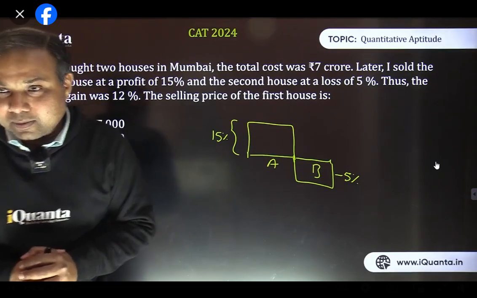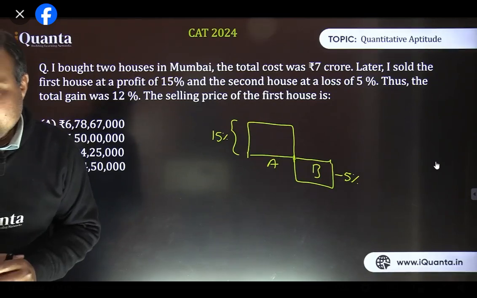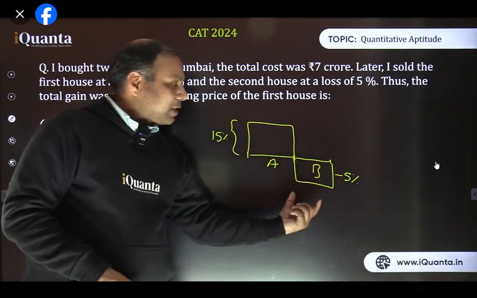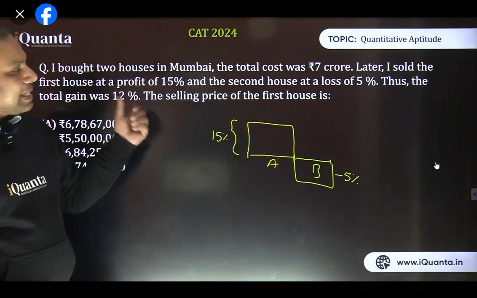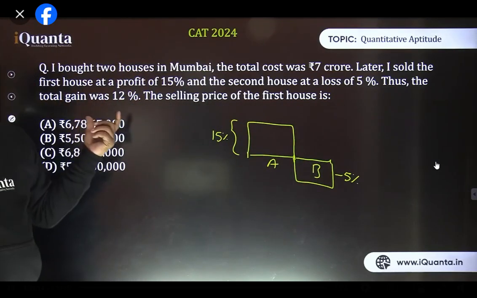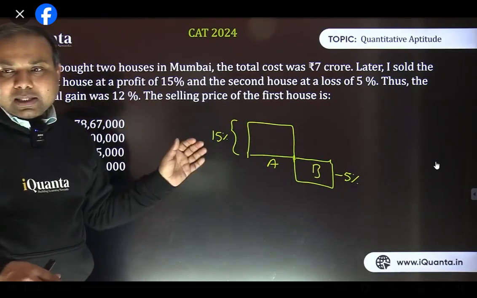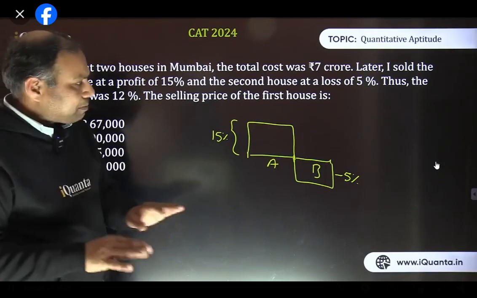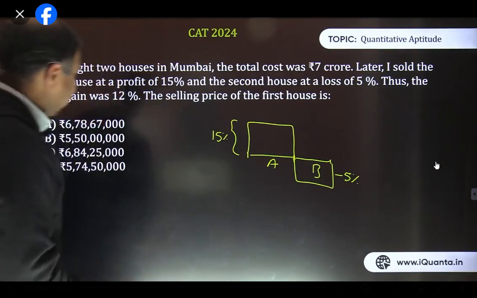Okay, come here now. So 15% profit and 5% loss, that is being experienced on these two houses, and this overall gain is given as 12%, right? So the equations which we just made prior to this were based on this information only, but those equations are looking a little bit lengthier. I want to make it a bit easier. Now see how we are able to do it.